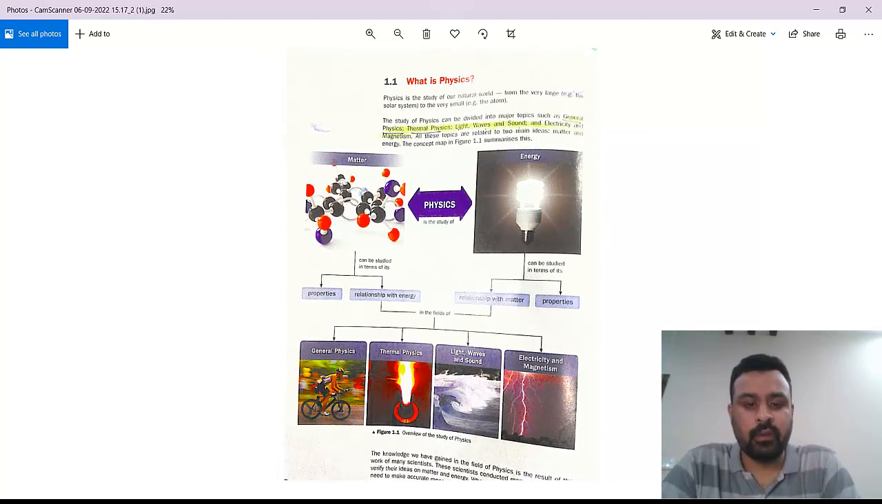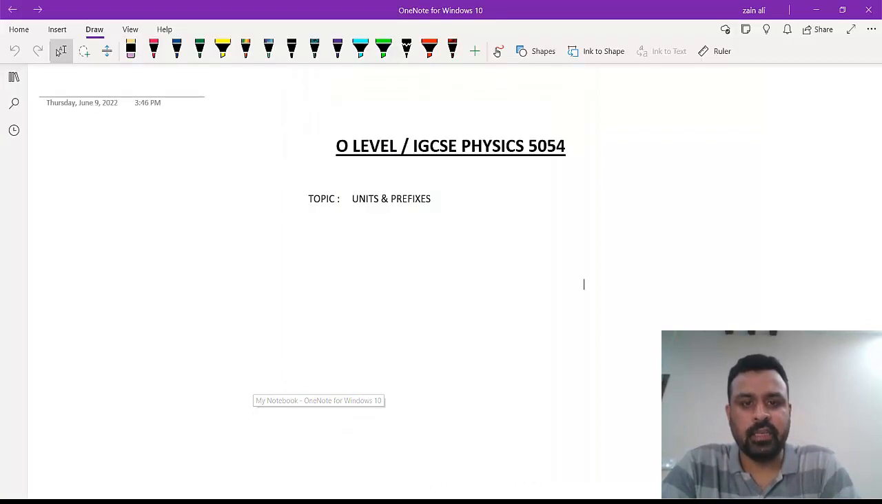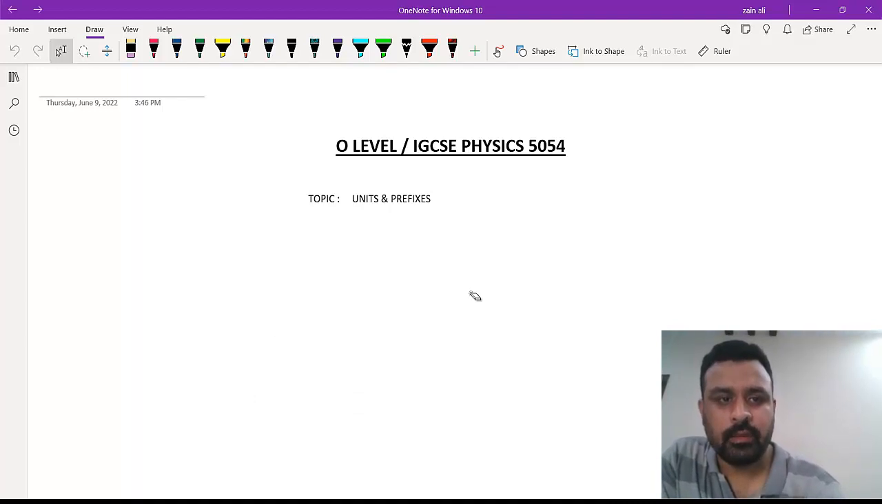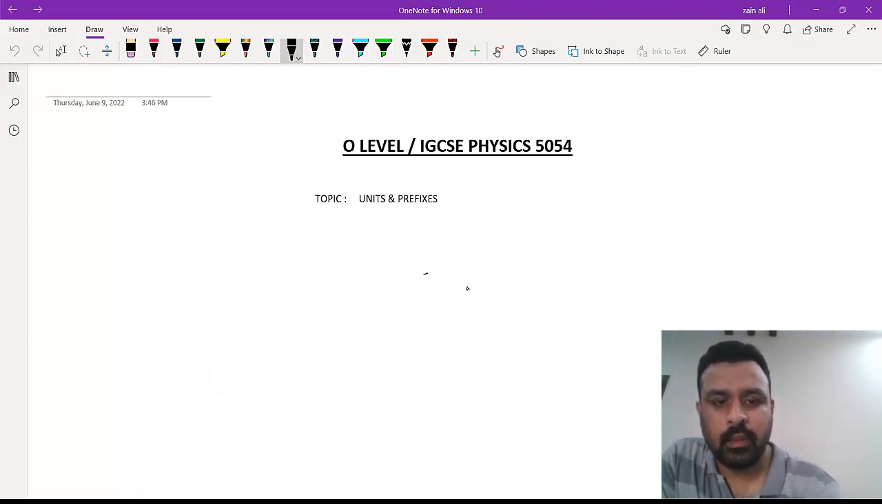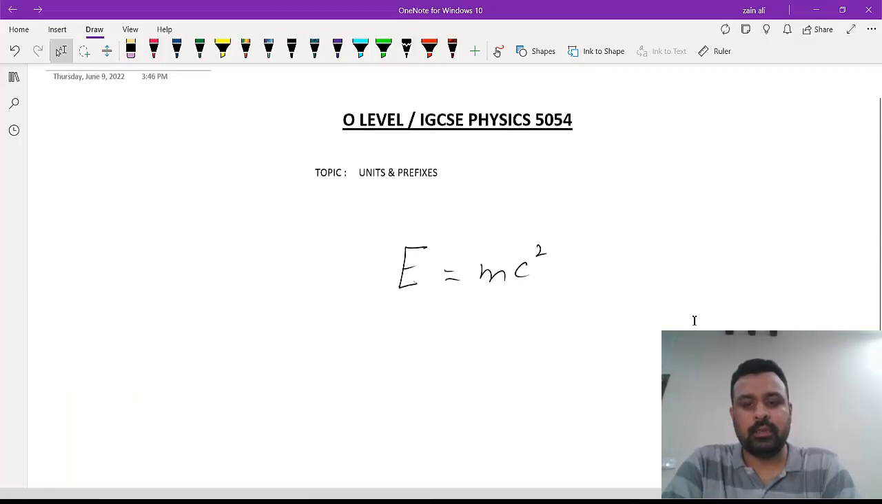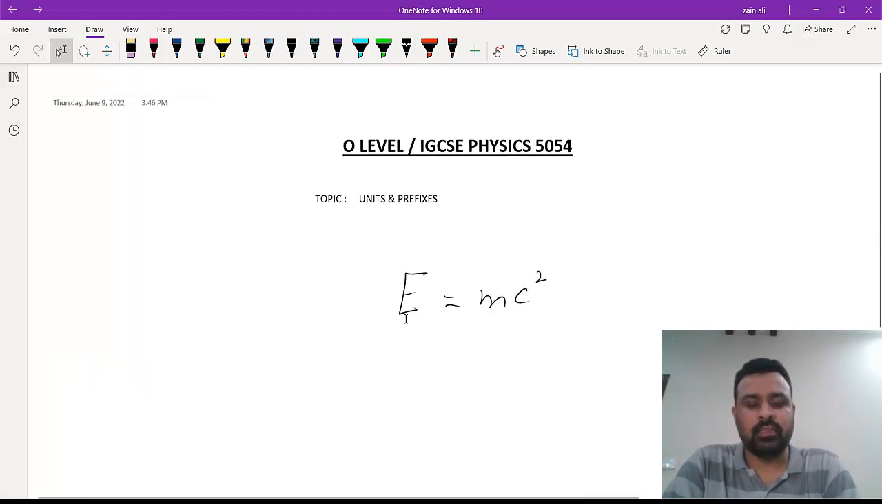So if someone asks how you mathematically define physics, you can simply define it by the famous Einstein equation, that is E is equal to mc square. Here m represents the mass and E is the energy, and how they are interlinked with each other.